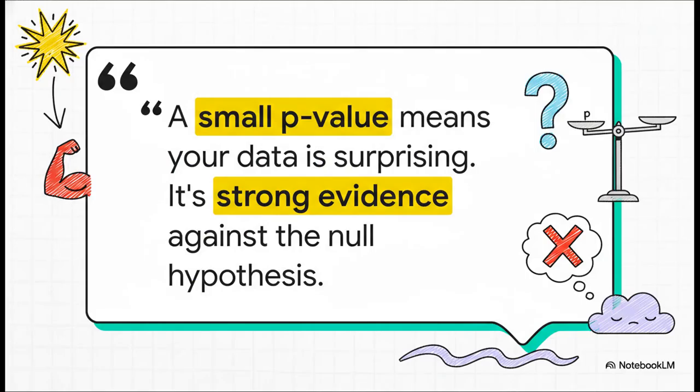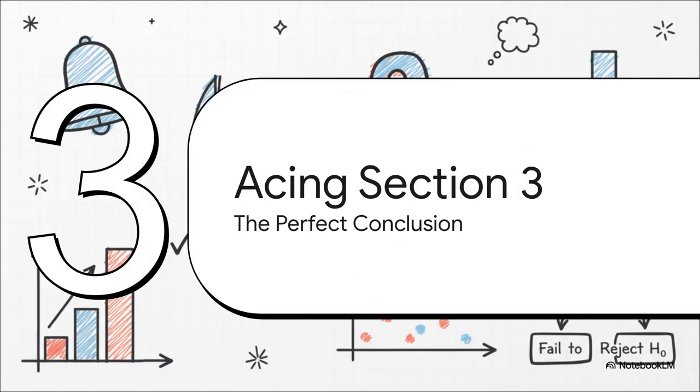A tiny p-value means your data is super surprising, which makes you think, maybe that null hypothesis isn't true after all. Our p-value, though, 0.359. That means there's about a 36% chance of seeing what we saw just by luck. That's not very surprising at all, right? So, we've got our evidence, that p-value.